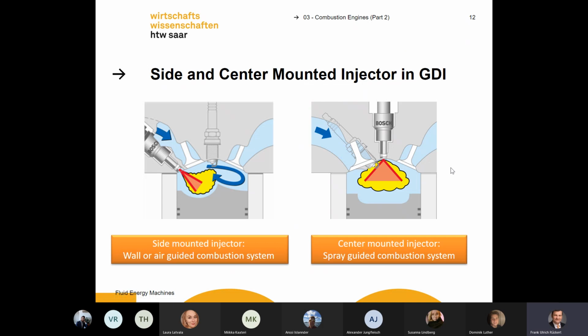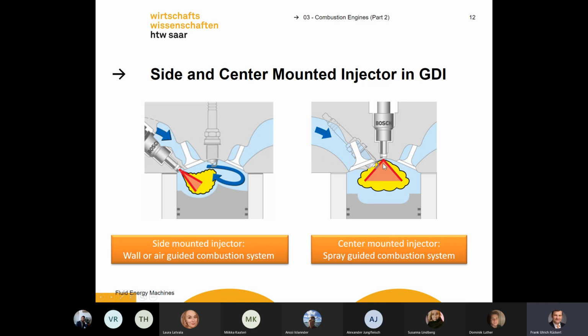Okay, and we can have, I told you, different nozzle designs, different valve designs, and also different positions inside the cylinder. For example, we can have side-mounted ignition. Here, our valve is at the side. It's injected here on the piston. We get a tumble, and afterwards we get our ignition.